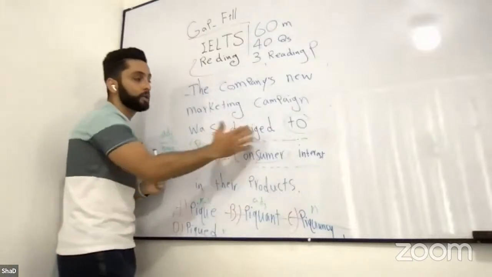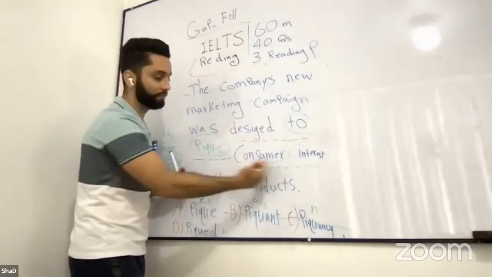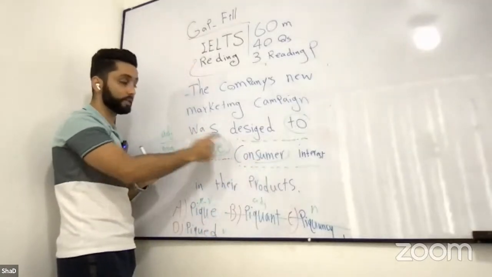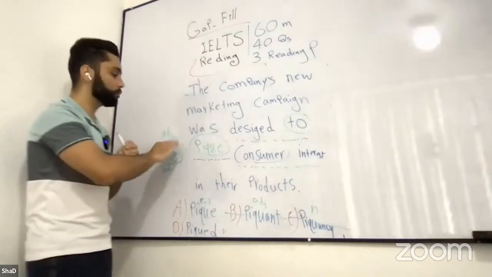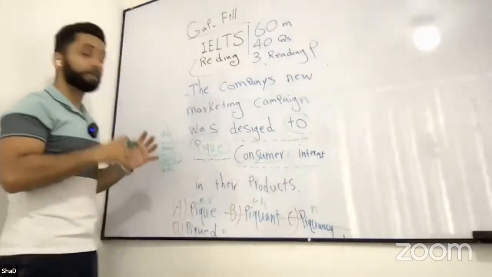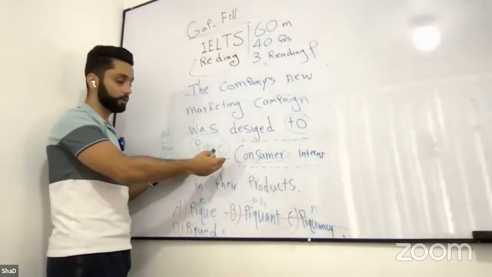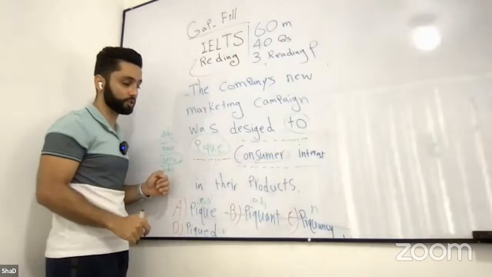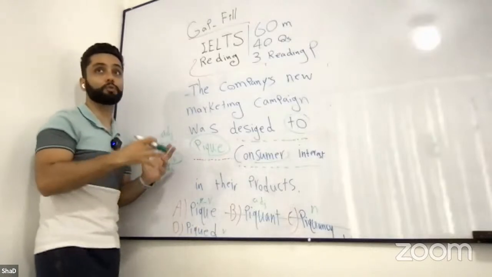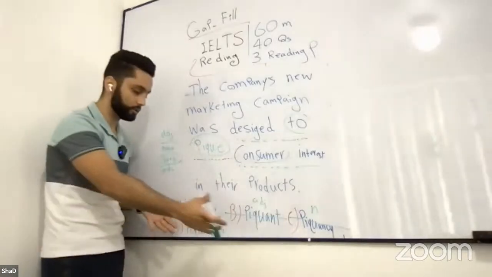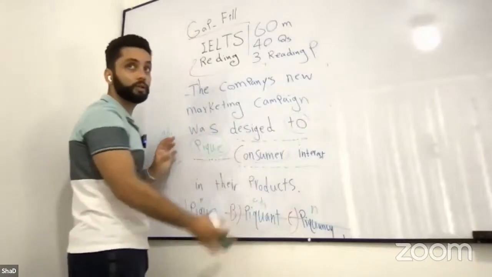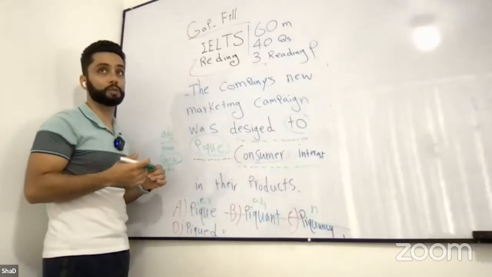Then look around the gap, before the gap and after the gap. That's how you can predict what word is missing inside the gap. Do I need an adjective, adverb, noun, verb? Then you can look at the list of options, if you have one, to cross out and eliminate the options that you don't need. And then see which one is a better match according to the meaning.